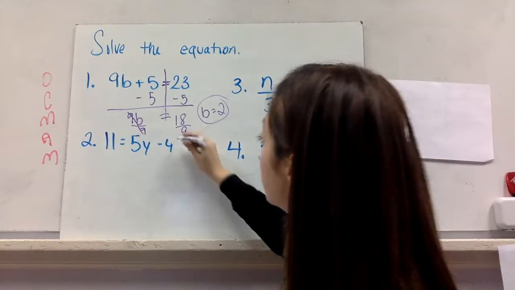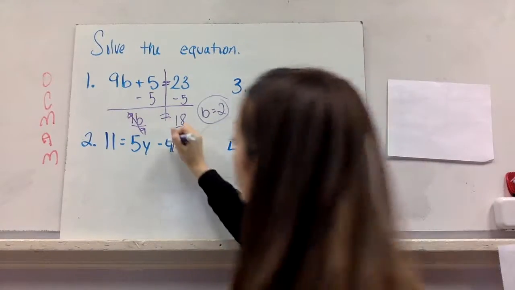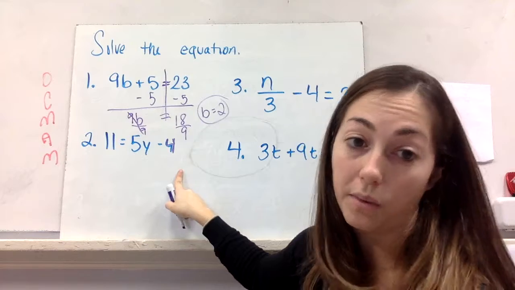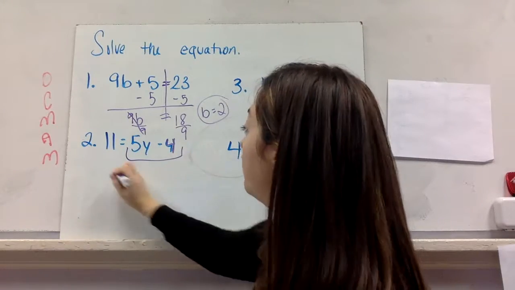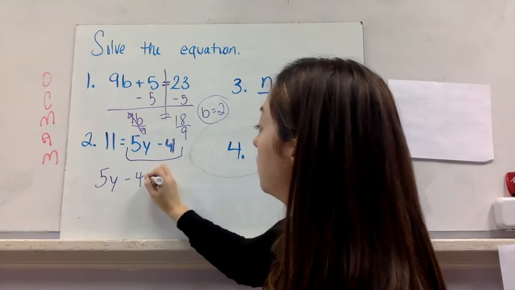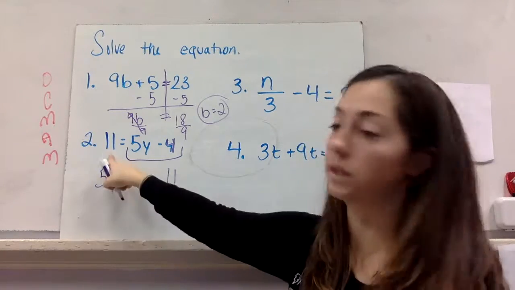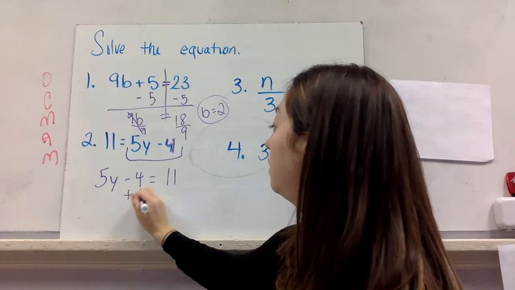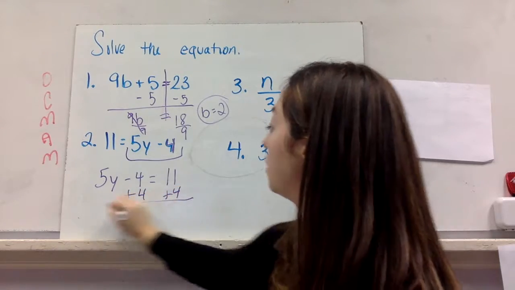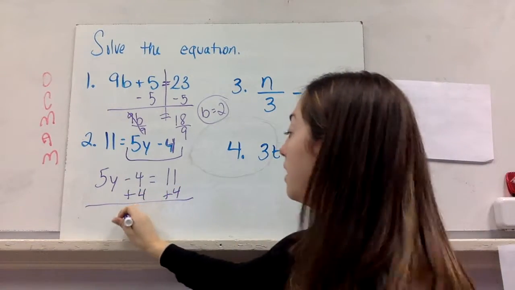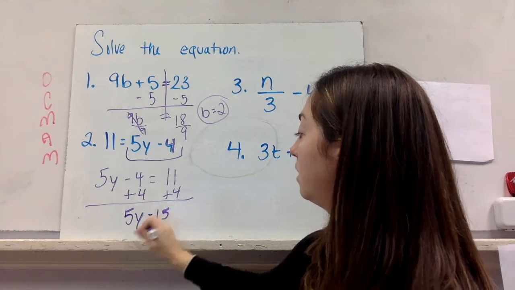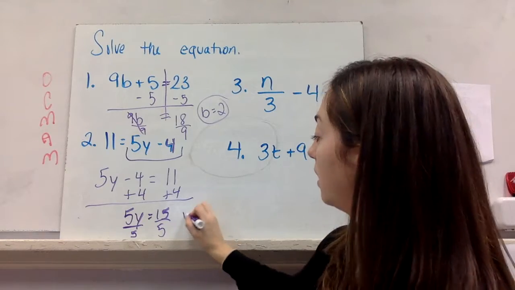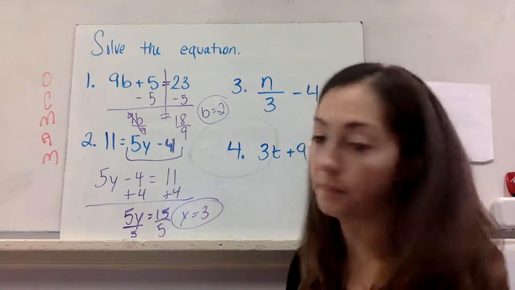What I could do, sorry, this is a 4, what I could do is rewrite it so that I've always got my number on the other side, but you don't have to. So I'm going to rewrite this whole expression equaling that whole expression, which is just 11. Now I'm on A. I'm going to add 4 because it's a minus 4. And then I have 5y equaling 15. Divide because I'm multiplying. The opposite is divide. And I get y equaling 3.